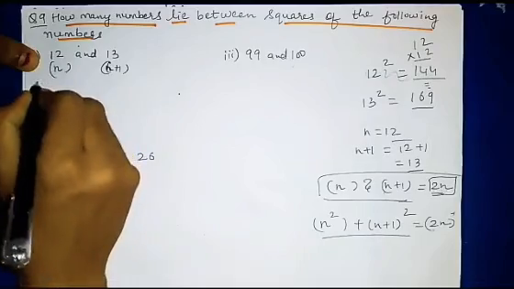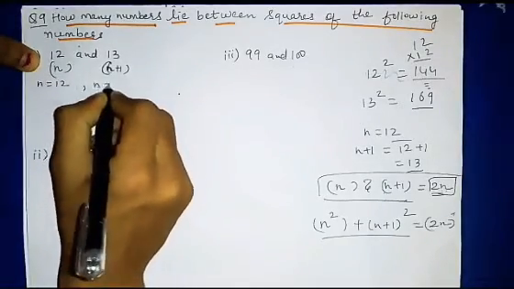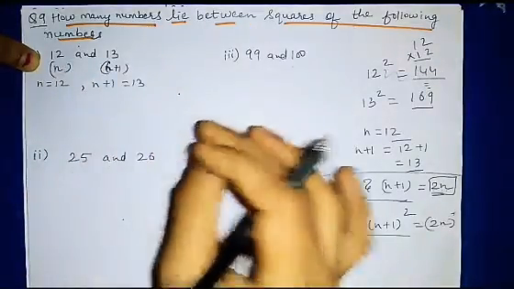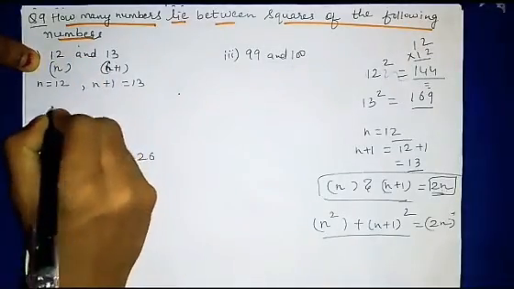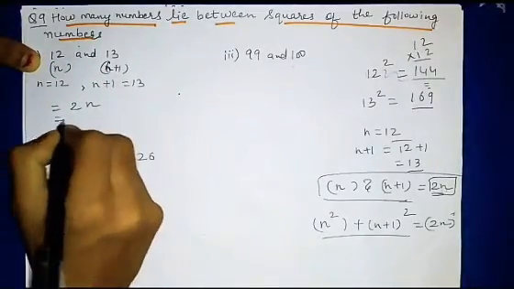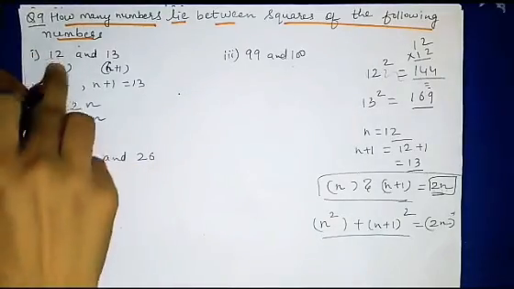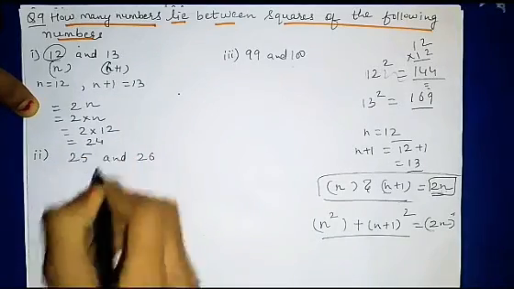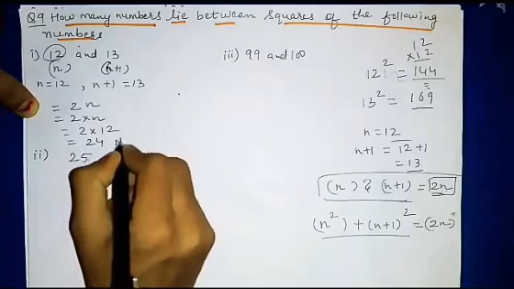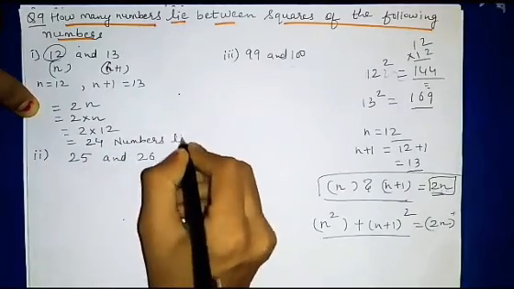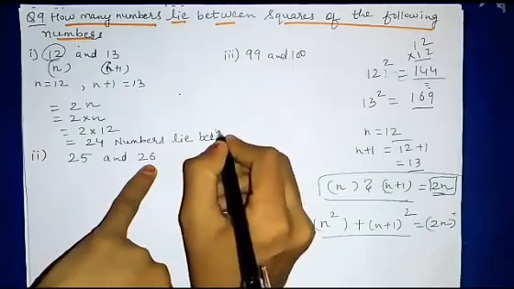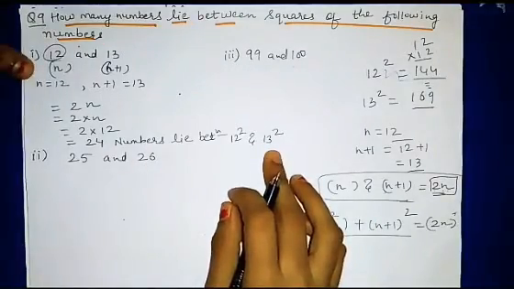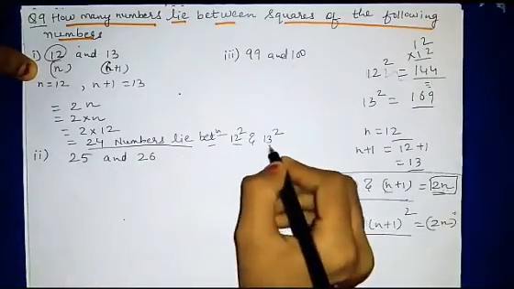In place of n, 12 is there, and in place of n plus 1, 13 is there. So how many numbers lie between the squares of these two? We just have to do 2n, which means 2 multiplied by n. Now what is our n? n is 12, so we have to do 2 into 12. So 12 2s are 24. So 24 numbers lie between 12 square and 13 square. This will be your answer.